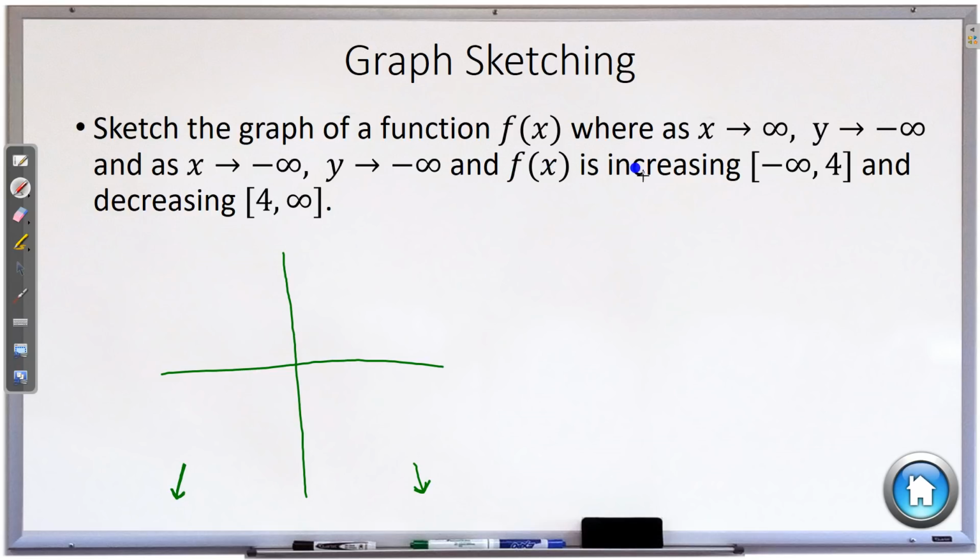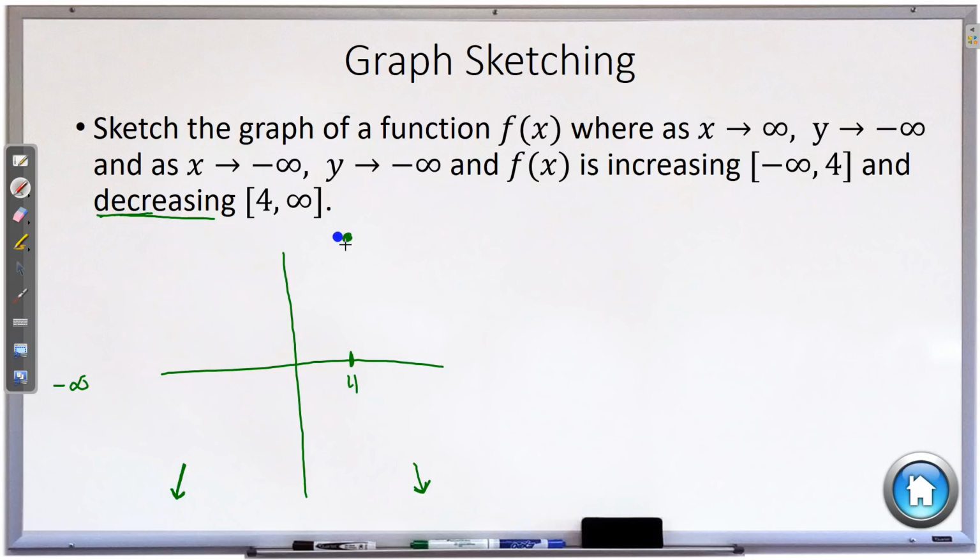So f of x is increasing from -infinity all the way to the number 4. So from way over here, -infinity, all the way to the number 4, this graph has to be going up. So if I start way down here, I have to go up, up, up, until I get to 4 somewhere. I'm just going to go up here. That's when it looks like we're going to start to decrease.